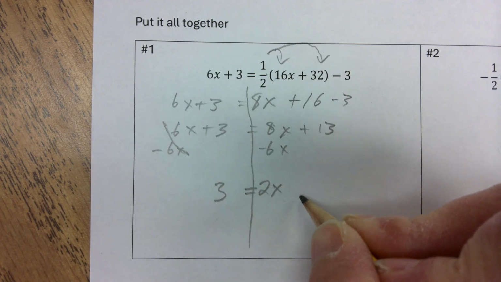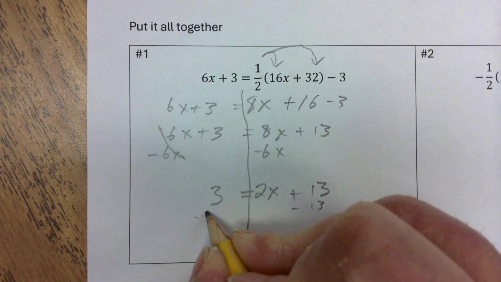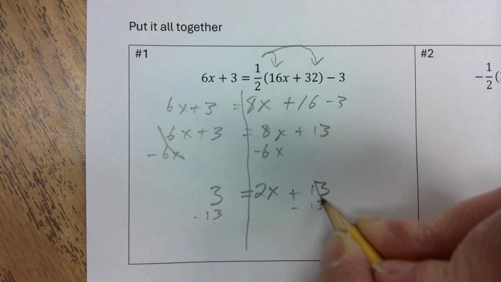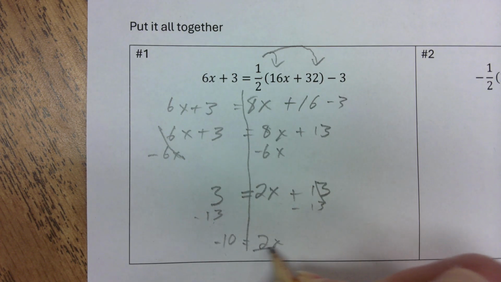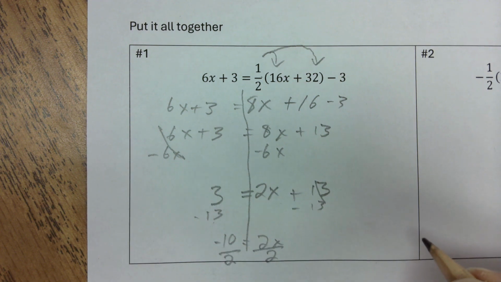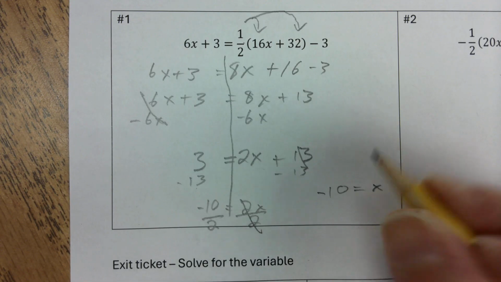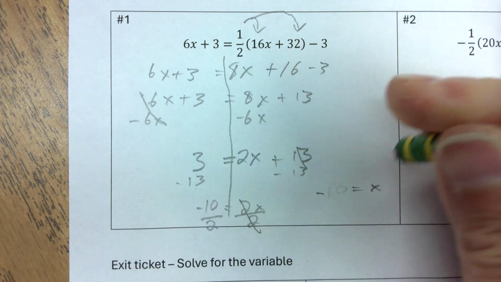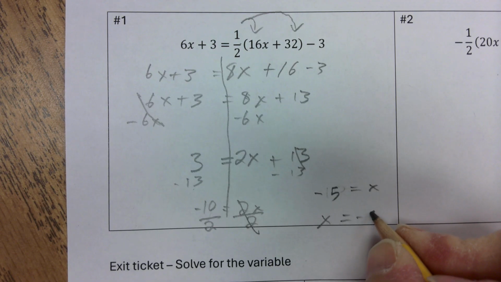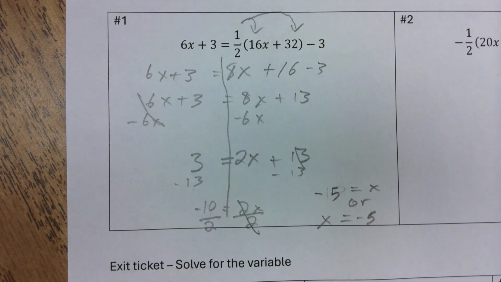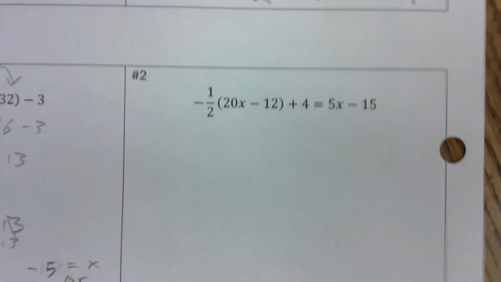And then I'm left with 3 and then plus 13. Now I will subtract 13 to the other side. And I'll get, what is that, negative 10 equals 2x. I'll divide by 2. And I end up with negative 10 equals x. Nope, not negative 10, negative 5. Because that negative 10 divided by 2, or x equals negative 5. Same thing.